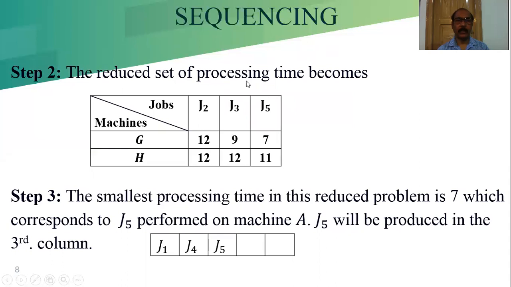The reduced set of the processing time becomes J2, J3 and J5. For machines G and H, we can find out which one is the minimum time. 7, corresponding to job J5 in machine G. So J5 will come in the third position, and we are left with only job 2 and job 3. The smallest processing time in the reduced problem is 7, corresponding to J5 performed on machine A. J5 will be produced in the third column, or the third position, we can say.